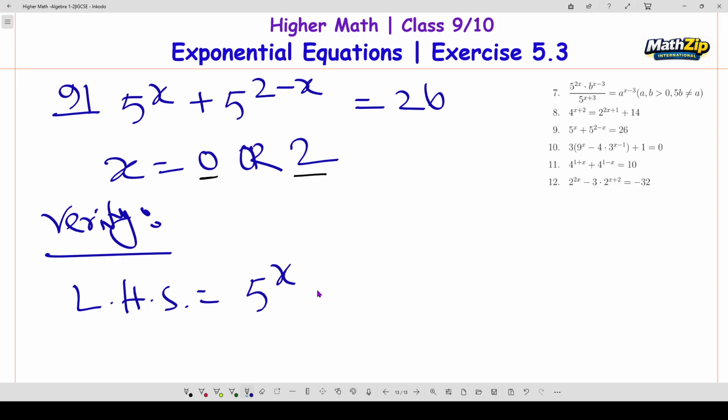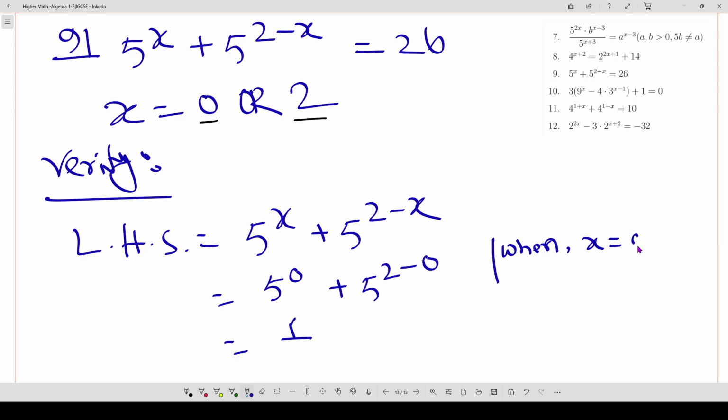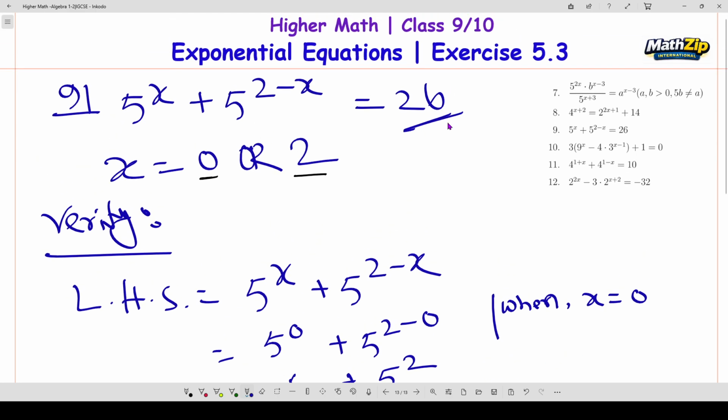Here is 5 to the power x plus 5 to the power 2 minus x. So first we will put 0. So look, 5 to the power 0, and 5 to the power 2 minus 0. So 5 to the power 0 means 1, because we know a to the power 0 is 1. So when x equals 0, 2 minus 0 is 2. So finally 1 plus 5 square means 25, and we get 26. Look, here is 26.